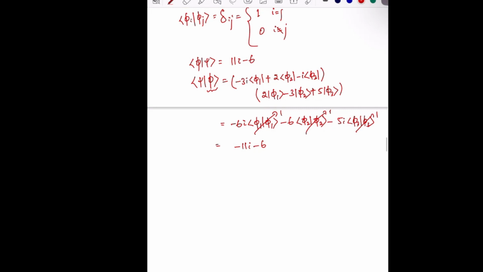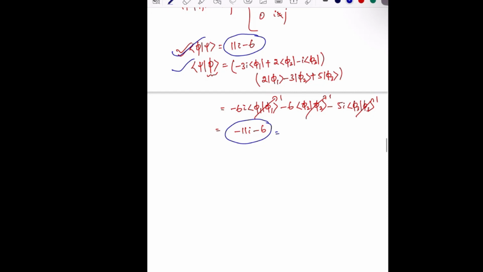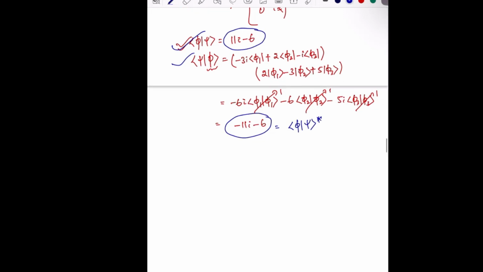Now if you compare these two, this one and this one. This is 11i minus 6 and this is minus 11i minus 6. So that means this is nothing but the complex conjugate of the previous one. So psi phi is the complex conjugate of it.